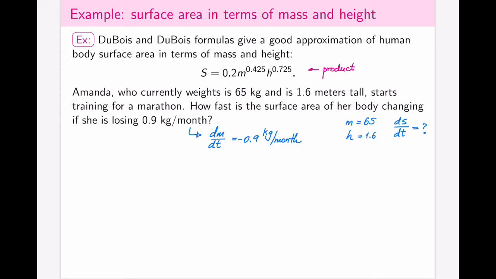I'm not actually going to take derivatives yet. All I'm going to do in this first step is write out what it is that I am doing. I can leave the 0.2 out because it's a constant, and I can just take a derivative of everything else. And now I have to apply the product rule to these two pieces of my function.